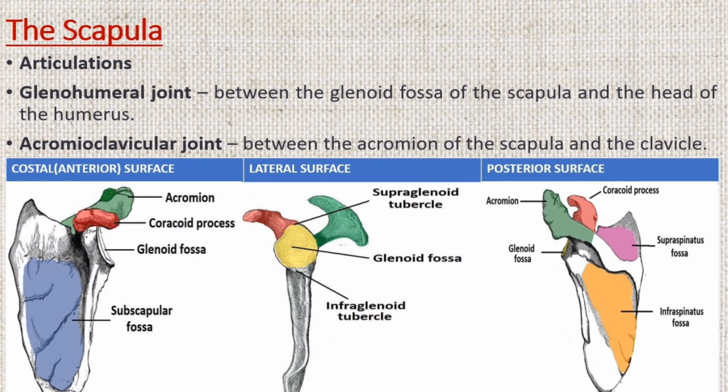The lateral surface of the scapula faces the humerus. It is the site of the glenohumeral joint, and of various muscle attachments. Its important bony landmarks include the glenoid fossa, a shallow cavity, located superiorly on the lateral border. It articulates with the head of the humerus to form the glenohumeral joint. Supraglenoid tubercle, a roughening immediately superior to the glenoid fossa. The place of attachment of the long head of the biceps brachii. Infraglenoid tubercle, a roughening immediately inferior to the glenoid fossa. The place of attachment of the long head of the triceps brachii.